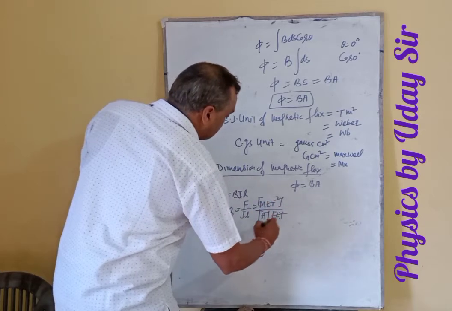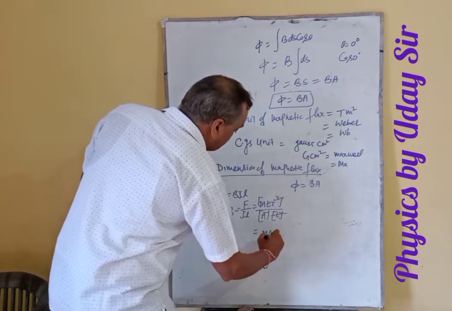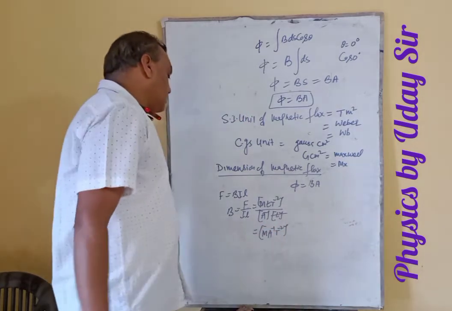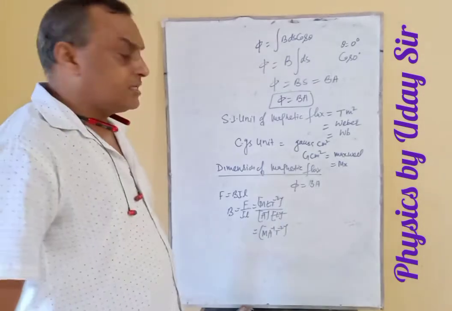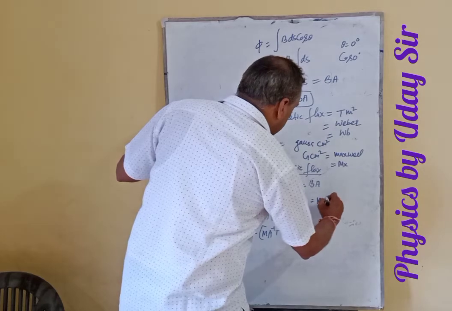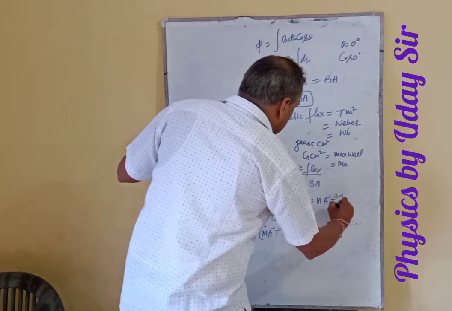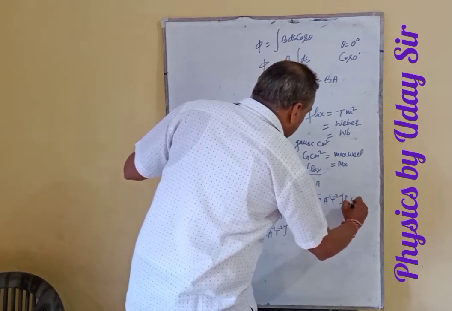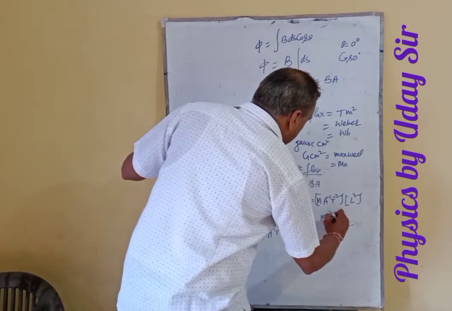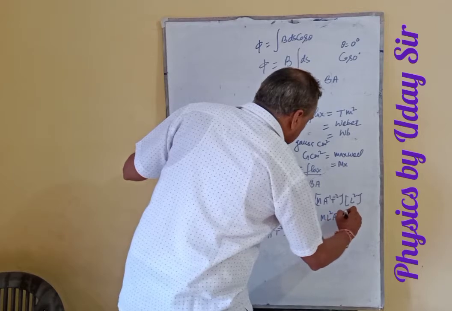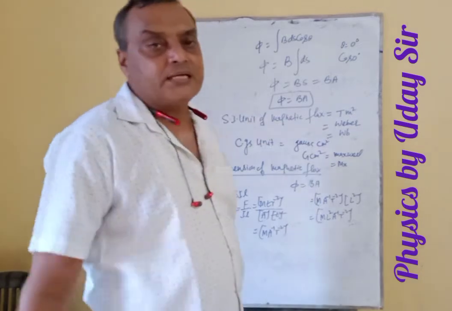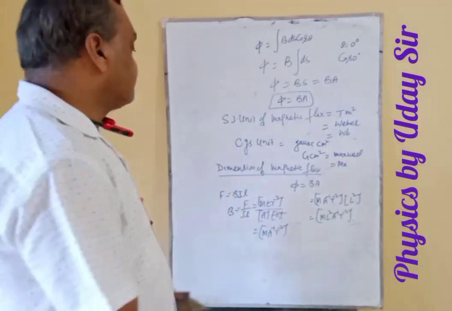L to L cancel, so that M A^-1 T^-2. This is the dimension of magnetic field. So what happens here? M A^-1 T^-2 times L to the power 2 (area) is there. So that ML^2 A^-1 T^-2. This is the dimension of magnetic flux.